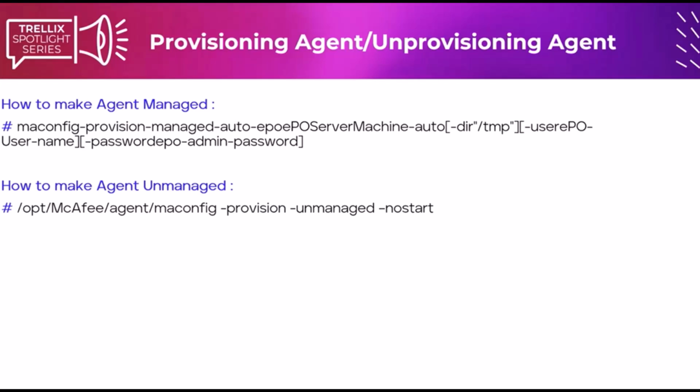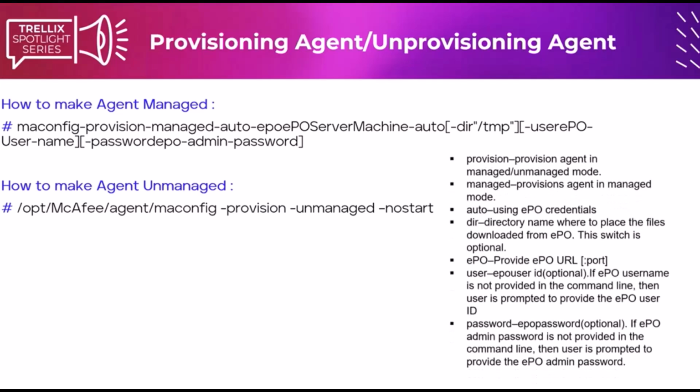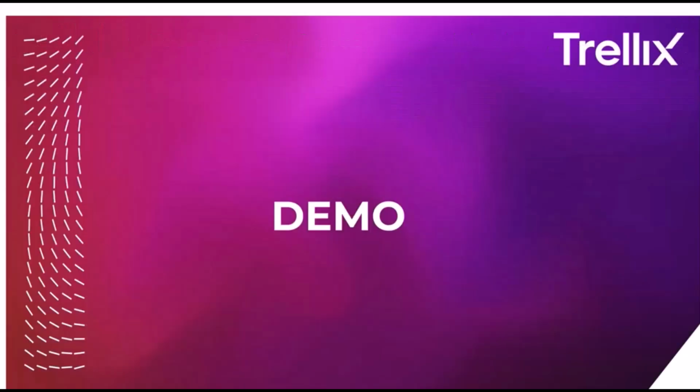We have a command line tool called maconfig, which is installed along with the Trellix agent, and its default location is /opt/McAfee/agent/bin. With the help of this tool, the agent can be provisioned and unprovisioned using the respective command line switches as you can see in the slide. Let's quickly understand it more over the demo.